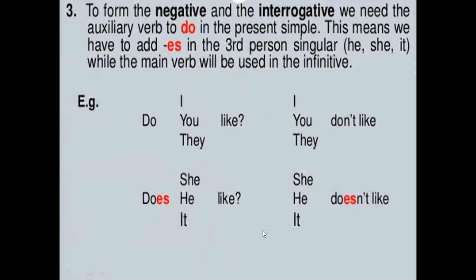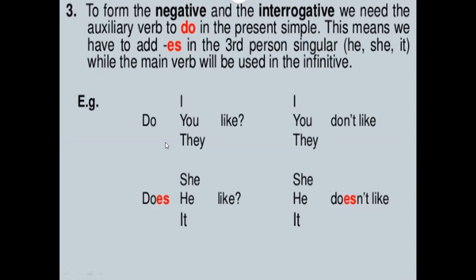Now this time, let's talk about how to form the negative and the interrogative. When you say interrogative, this is just a question. Interrogative means you have to formulate a question. So to form the negative and the interrogative, we need the auxiliary verb do and does in the present simple. This means we add es in the third person singular, he, she, and it, while the main verb will be used in the infinitive.